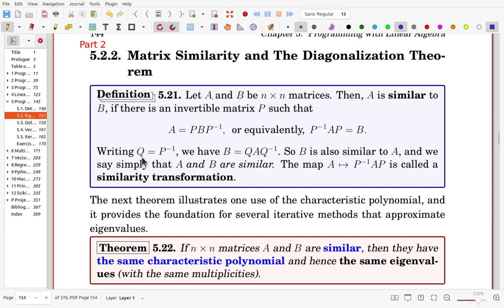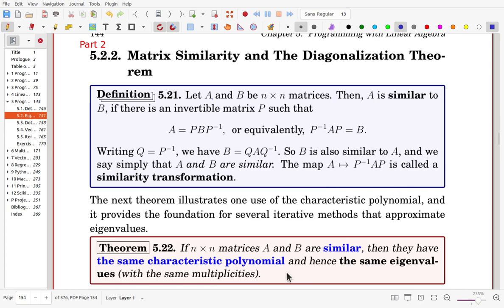If we define Q as the inverse of P, then this equation can be written in this form. So we can say B is also similar to A. So similarity is a symmetric definition, and we can say simply A and B are similar. The mapping A to P inverse A P is called a similarity transformation.